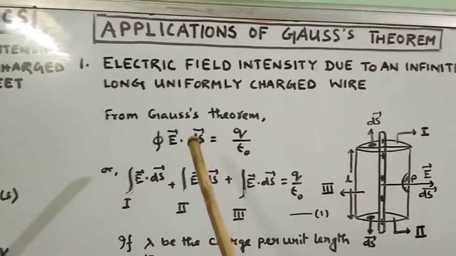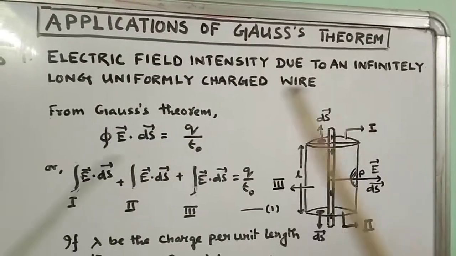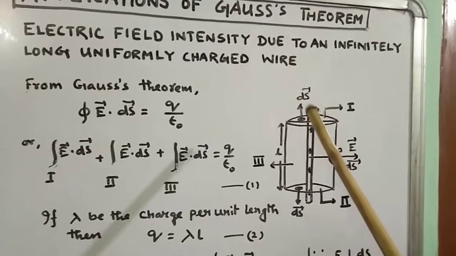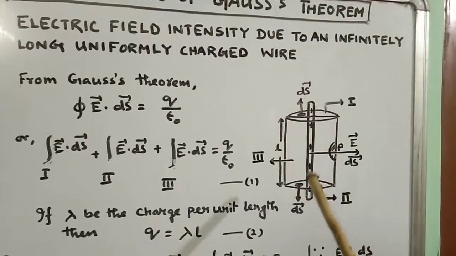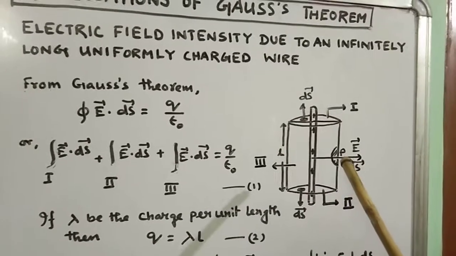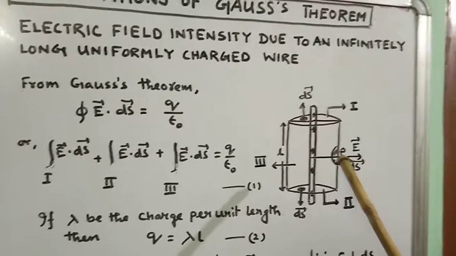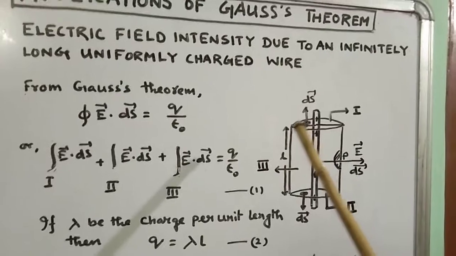Now let me go to the first application, that is the electric field intensity due to an infinitely long uniformly charged wire. So this is your infinitely long uniformly charged wire, positively charged. Now we have to define the field intensity at P. To define the field intensity at P, we have to construct a Gaussian surface. Now this is your Gaussian surface.